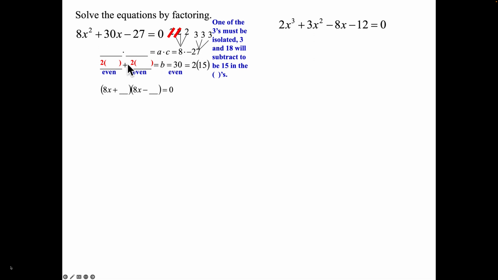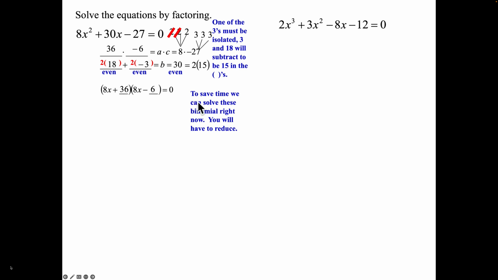So 18 is going to have to carry the plus sign because it's positive. So just to double check, 2 times 18 is 36. 2 times negative 3 is negative 6. And 36 minus 6 does add up to be that 30. And it's going to multiply to be the same as up here. So 36 goes in the plus blank. Negative 6, we'll put the 6 in the minus blank. So there's my 2 factors.